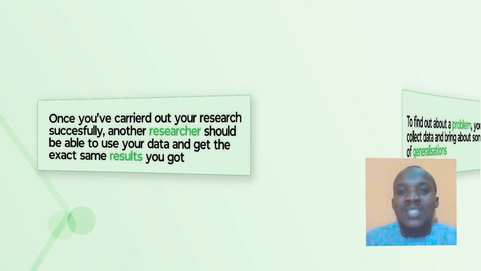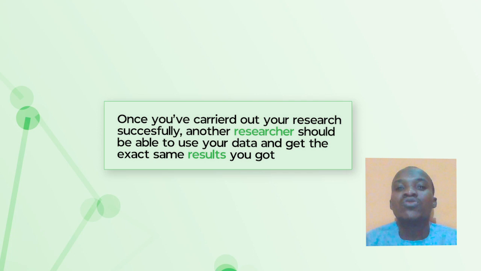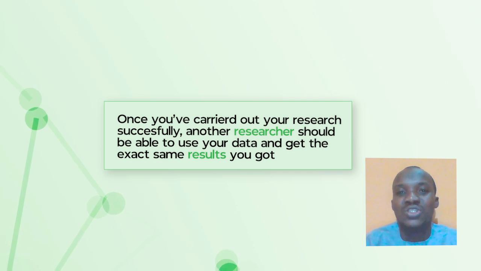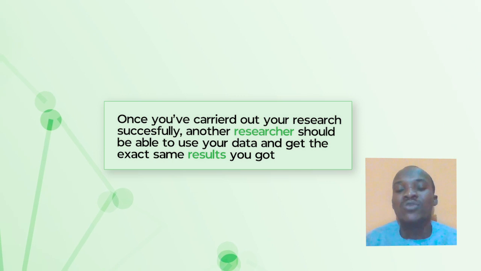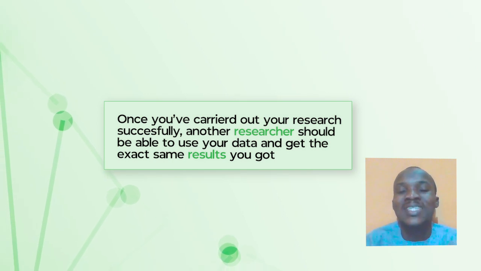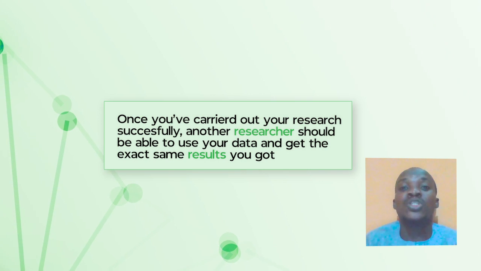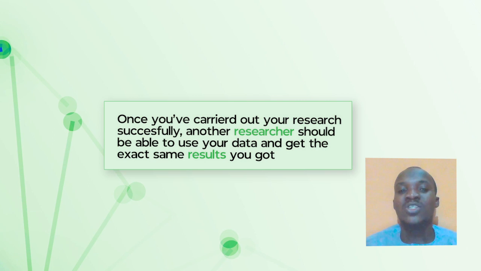Once I carry out that research successfully and I bring about my findings, another researcher should be able to make use of my own data or my own research problem and carry out that same research and find out the exact thing. In other words, it must bring about the same result. In a situation whereby my research cannot yield the same result by another researcher, it shows that it is not a good research. Now, the third characteristic of a good research is that it must be systematic in nature.